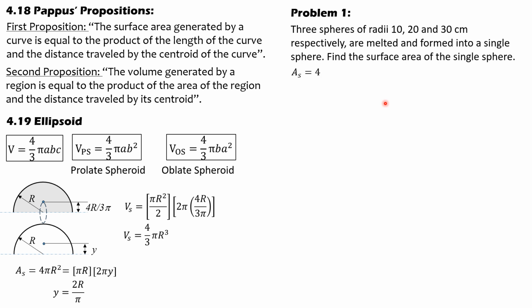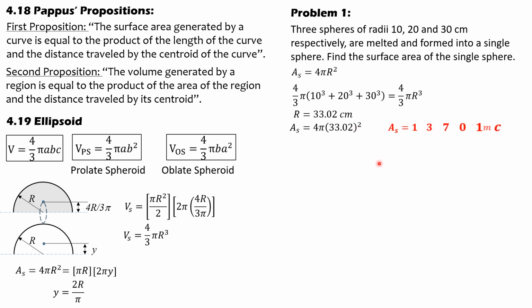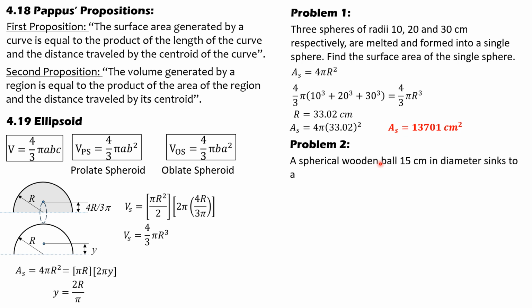The surface area is 4 pi r square of a sphere. So the combined volume 4/3 pi times quantity 10 cube plus 20 cube plus 30 cube equals 4/3 pi times R cube. So cancel out 4/3 pi and solve for R. Big R is equal to 33.02 centimeters. So the surface area is 4 pi times 33.02 square. So surface area is equal to 13,701 square centimeters.